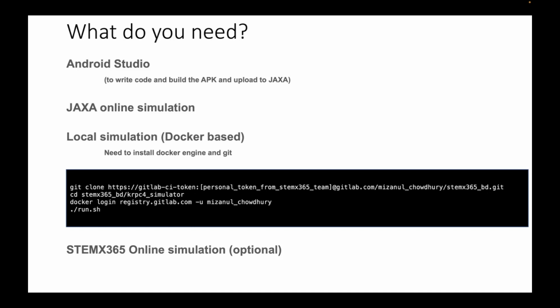In the programming manual, JAXA explained that you have to build a Docker image and do this and that. You don't need to do all this. You don't have to go through this hassle. I made it very easy for you. We already built the Docker image. You just have to clone the repository and get that Docker image, then run this bash file. That's all you need to know.